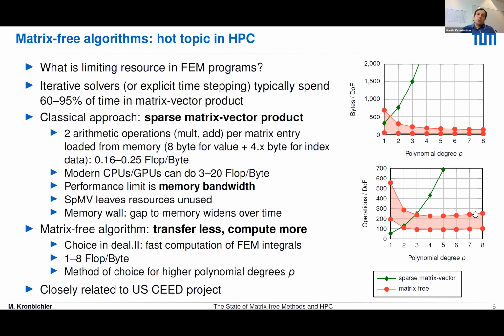And the traditional finite element way of doing things has been the so-called sparse matrix vector product. So you assemble a matrix, send that matrix to Trilinos, some solver, maybe some multigrid preconditioners, algebraic multigrid, and you solve that.